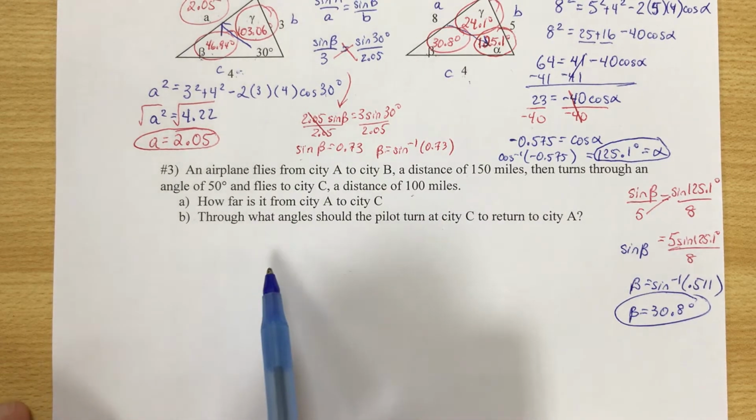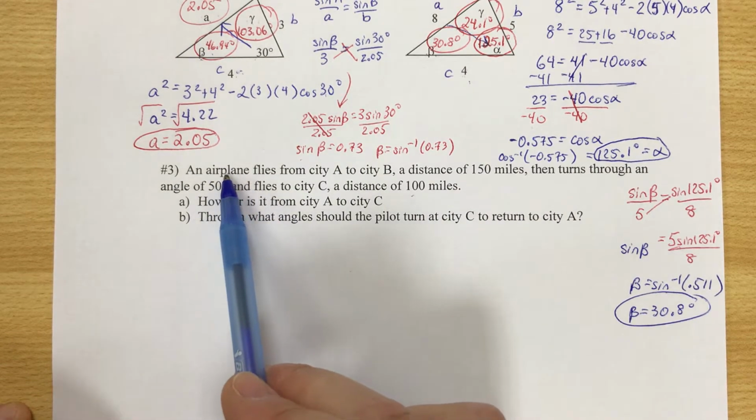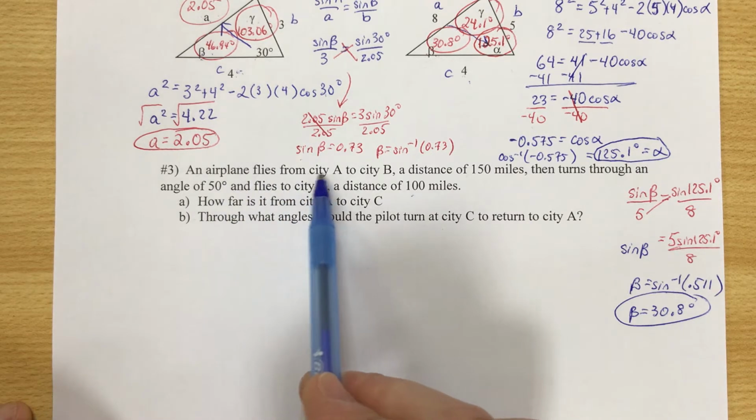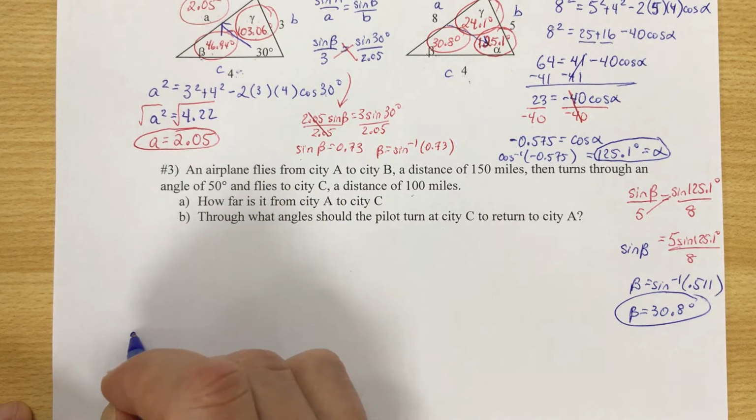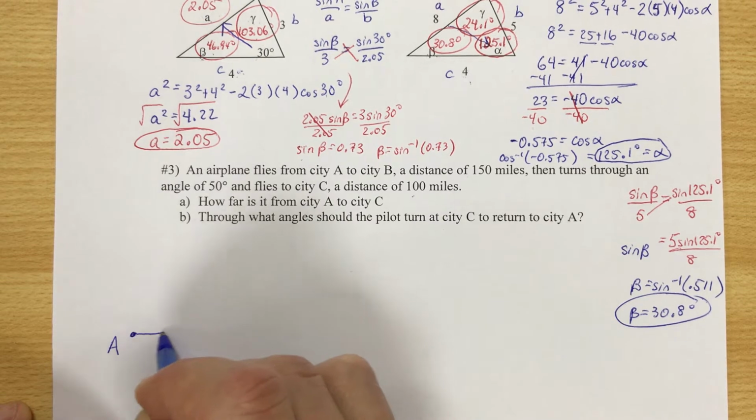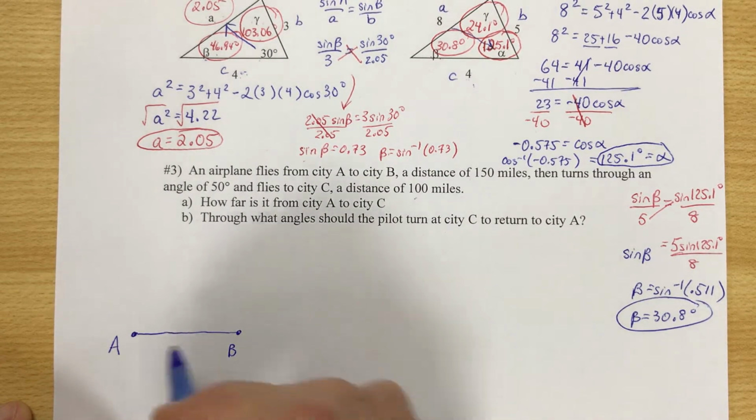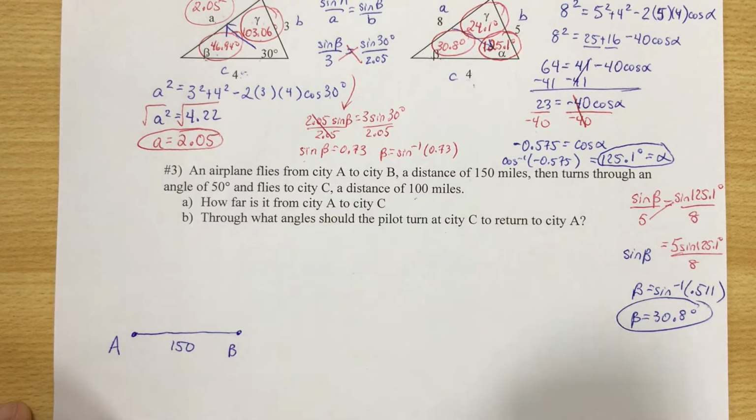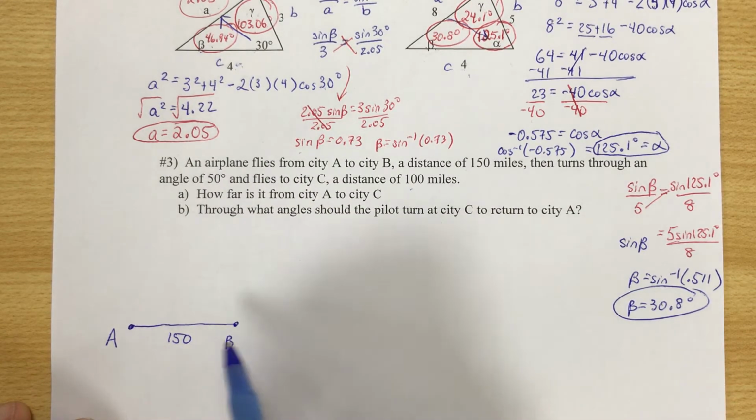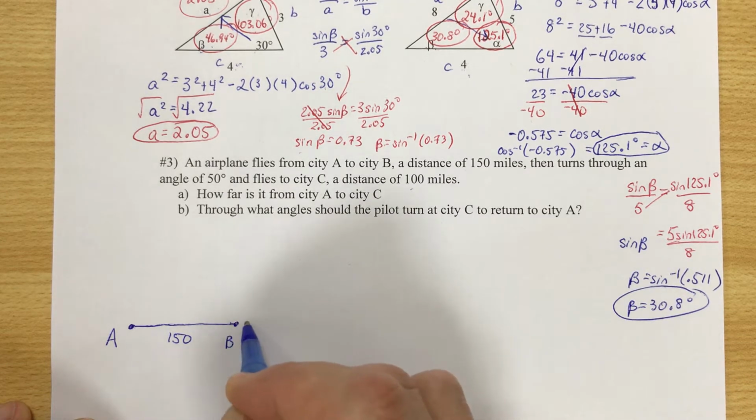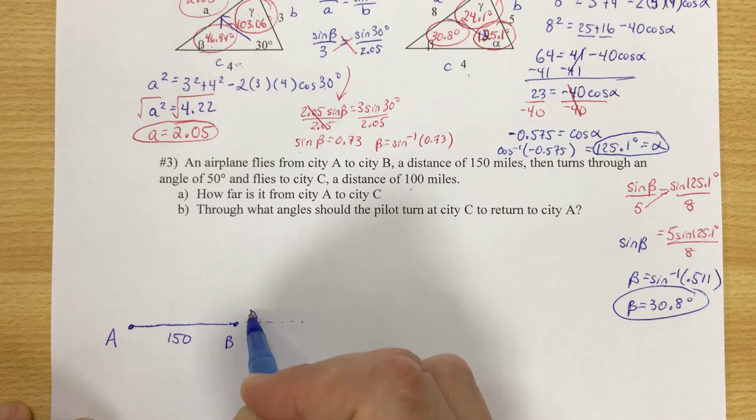Well, we got a lot going on here, so let's see if we can draw this. An airplane flies from city A to city B. So here's A. Let's say we fly to B. That's a distance of 150 miles. Now we're going this way. Then we turn through an angle of 50 degrees. So imagine this continued. From here, we're turning. Now the turn is going to be like this.